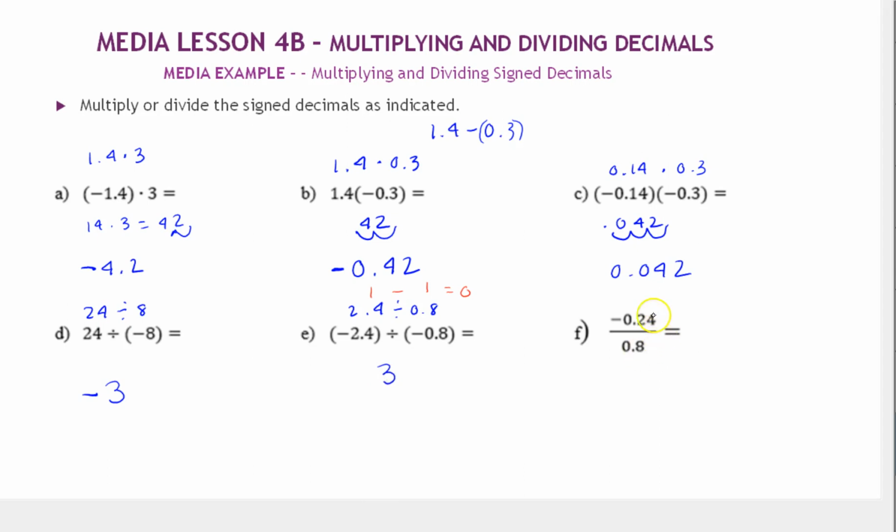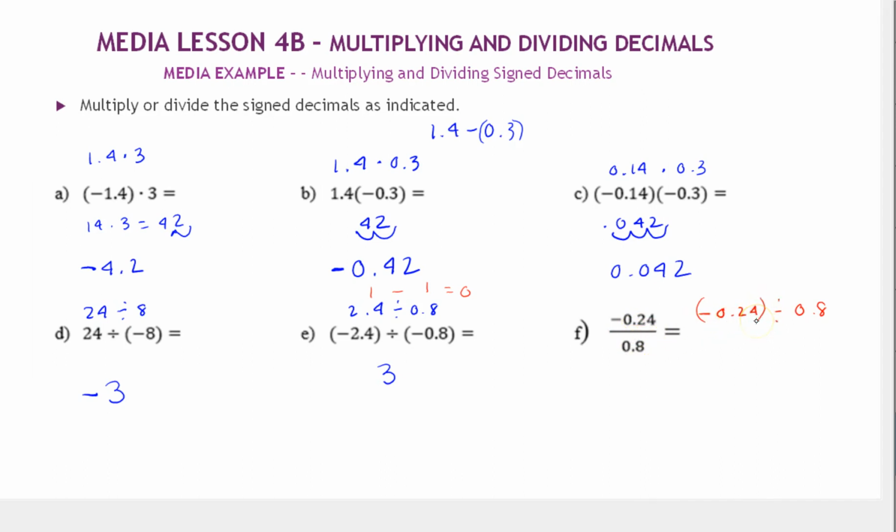And finally, what you've been waiting for is decimals and fractions. So remember, another way to think about a fraction is that it's division. So we could write a division problem in this form. This is equivalent to negative 0.24 divided by 0.8. So this is one way to rewrite this expression. So don't panic when you see this.